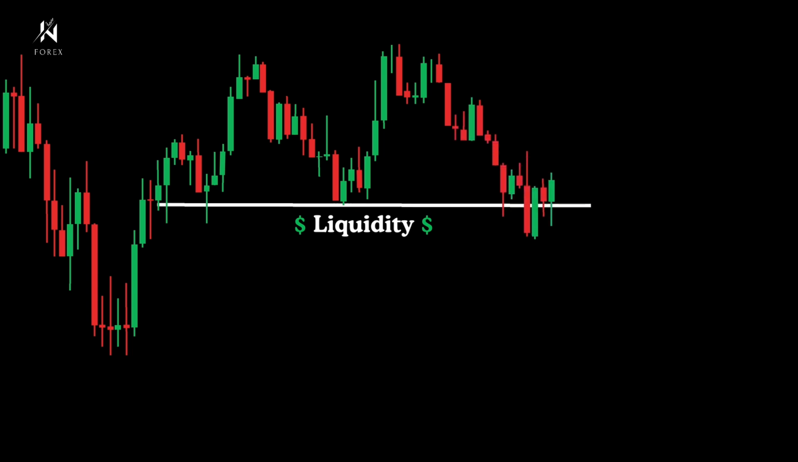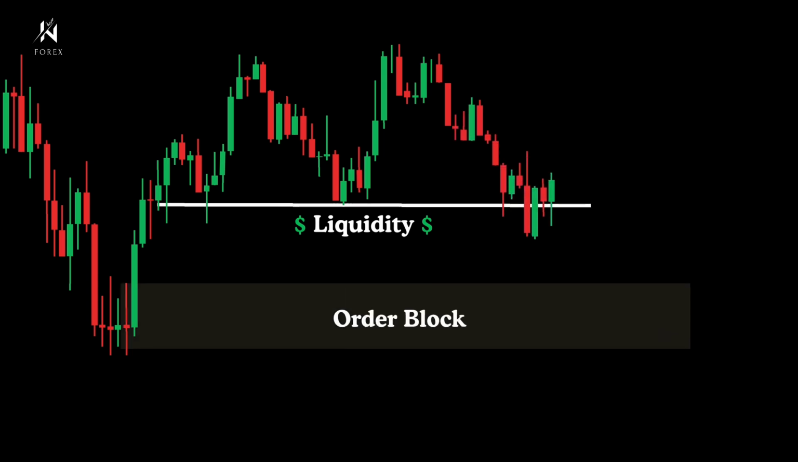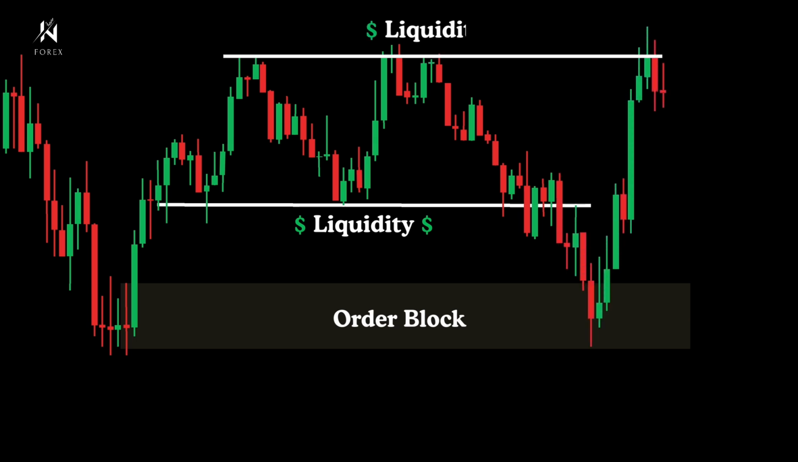Keeping that in mind, liquidity grabs often occur before price reaches an order block or FVG, and these crucial zones can trigger strong rejections, which is why locking in partial profits before price touches them is a smart move.